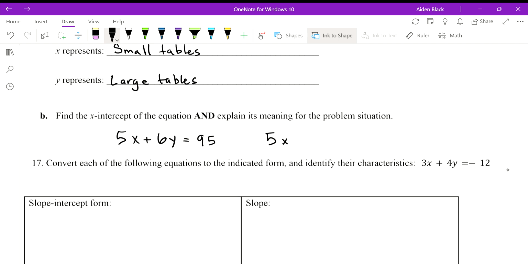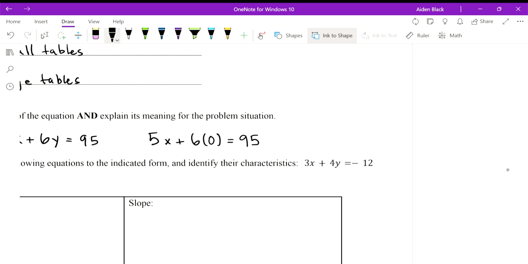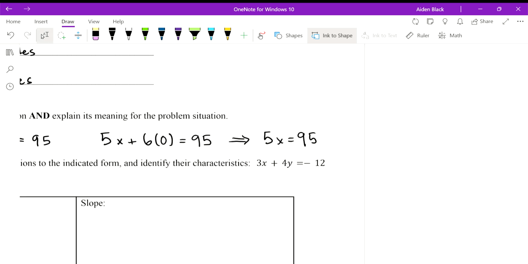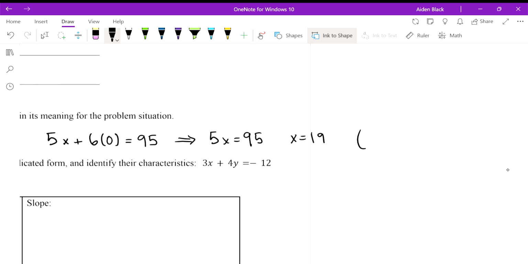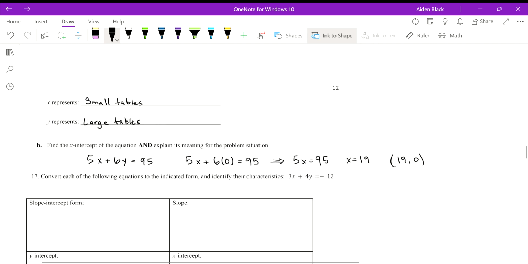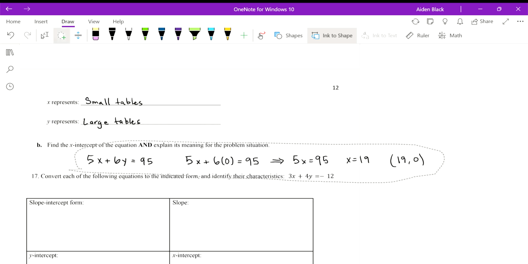So 5x plus 6 times 0 equals 95. So we end up with 5x equals 95. And if we divide 95 by 5, we should get 19. Okay, so if we were to write this as a point, it would be 19, 0. That would be our x-intercept. Okay, and we'll end the video right here.